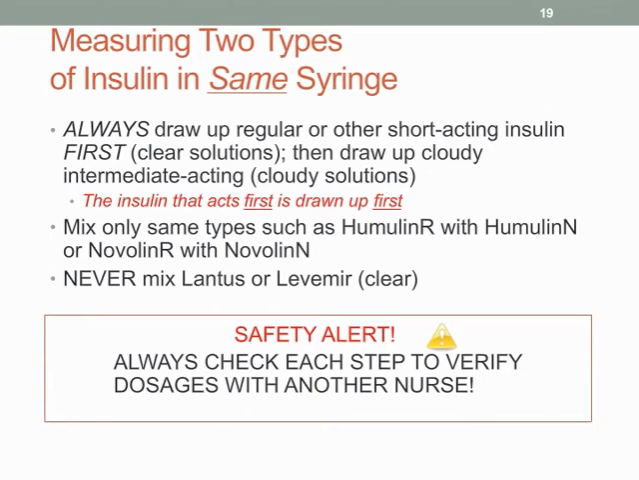You mix only the same types of insulin, such as Humulin R with Humulin N, or Novolin R with Novolin N. You never mix Lantus or Levemir. They are clear, but remember those are your L insulins. Lucky they start with the letter L, but those are your long-acting. They never get mixed with anything. So always check each step to verify the dosage with another nurse.